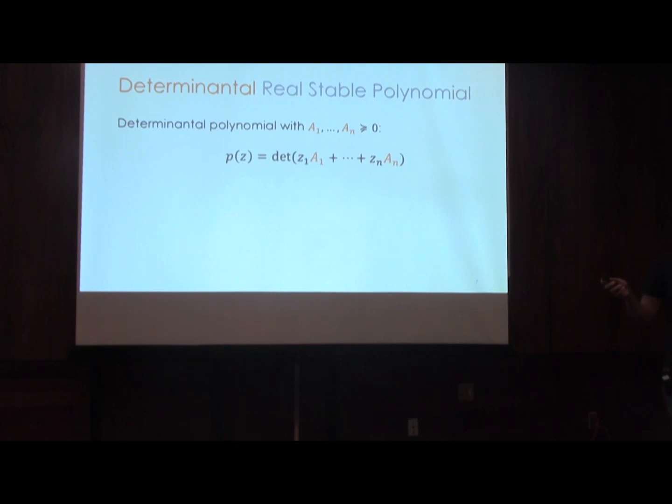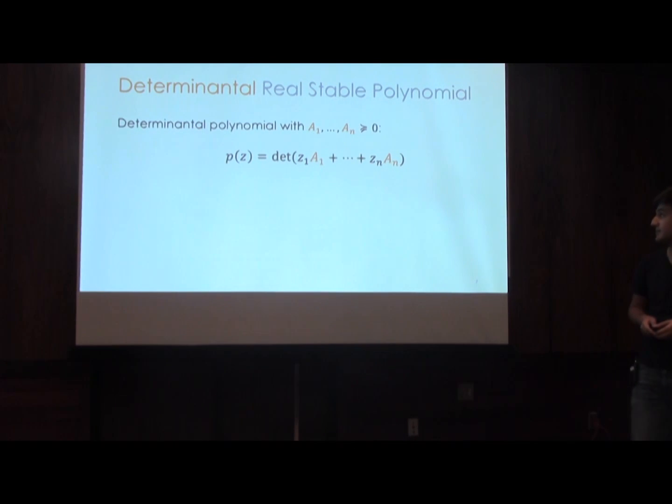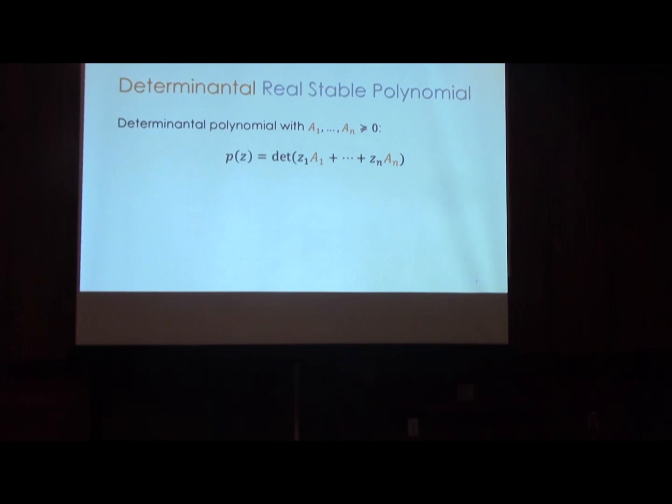This one is probably the most important real stable polynomial that people know of. So if you have a determinant of a linear combination of PSD matrices, okay? So A1 through An are PSD matrices, and you just multiply each one by z_i and then take the determinant. Okay? Then this is going to be real stable. Most of the real stable polynomials that people care about are either determinantal or are derived from a determinant via operations of preserving real stable. So in some sense, this is the mother of all real stable polynomials.